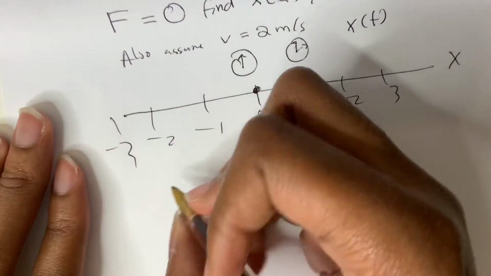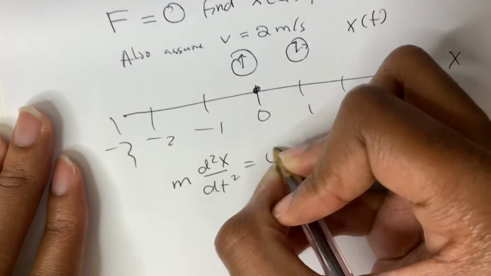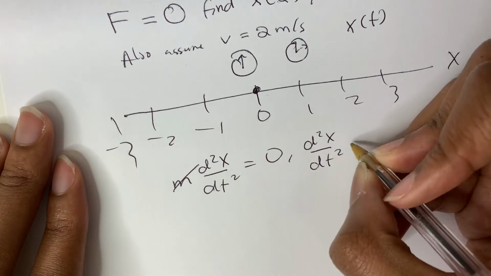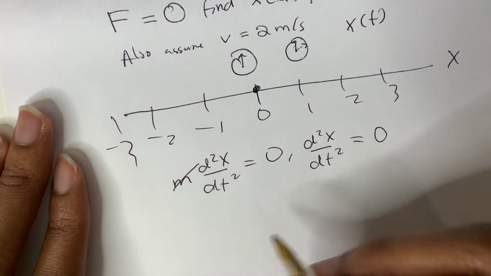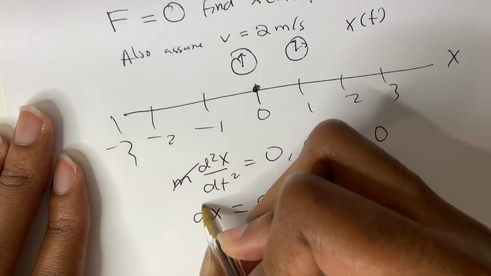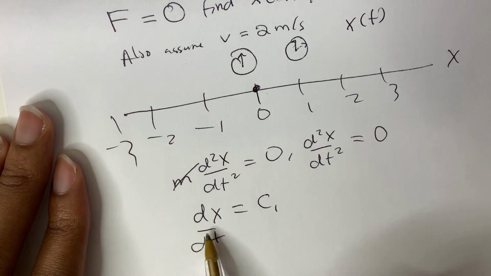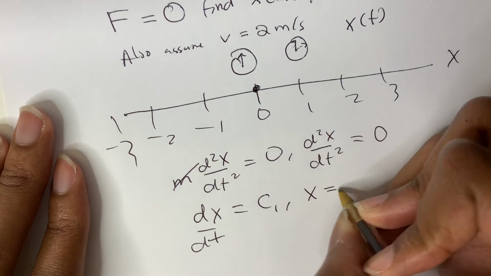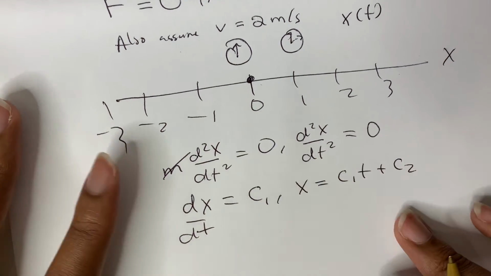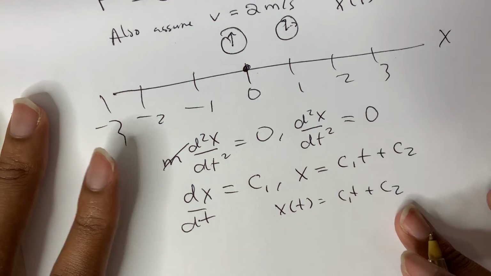Now to do that, we just use Newton's second law. So since F equals 0, this means that m times the second derivative of position with respect to time equals 0. Dividing by m, we have the second derivative of position with respect to time is going to be 0. So we just take the integral of this. dx over dt is the integral of 0, which is some constant c1. And then the integral of that is just c1t plus another constant c2. Just elementary calculus here. So this means that x of t is c1t plus c2.